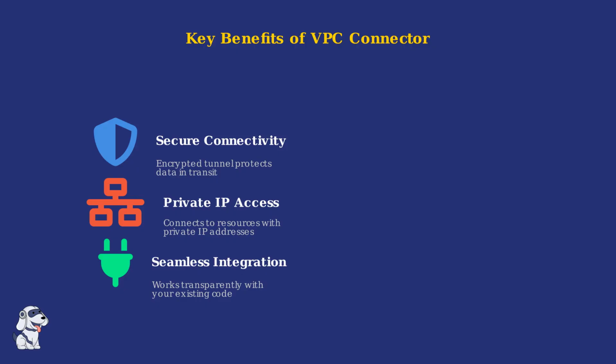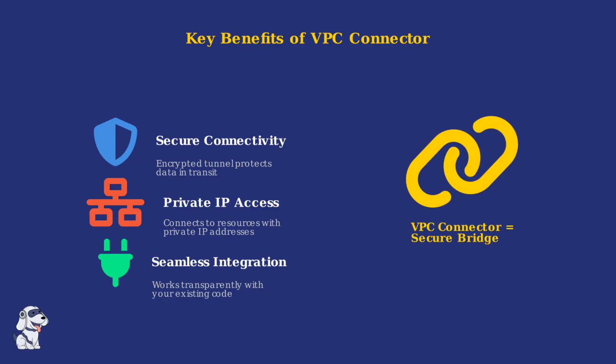Finally, it's seamless integration. Once configured, your Cloud Run service can connect to VPC resources as if they were on the same network, making development and deployment much simpler. The VPC connector is the essential bridge that makes private network connectivity possible for Cloud Run services. In the next sections, we'll dive deeper into the specifics of setting up and configuring these components.